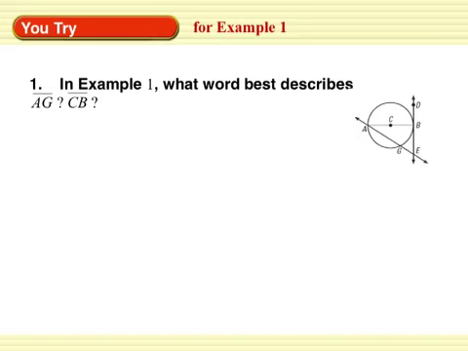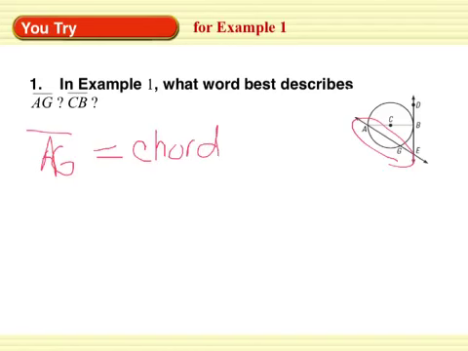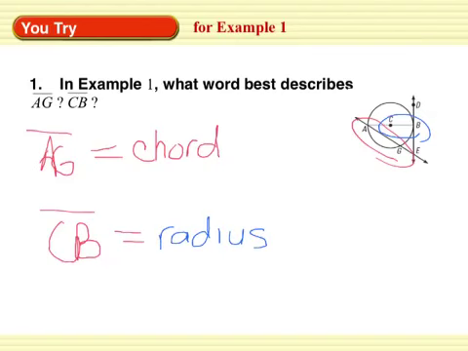All right, you try. In example 1, what word best describes AG? AG is right here. AG looks to be a chord. Remember, a chord's definition is a segment whose endpoints are on the circle. And then we have segment CB. CB is a radius. The radius is a segment whose endpoints are the center and any point on the circle.